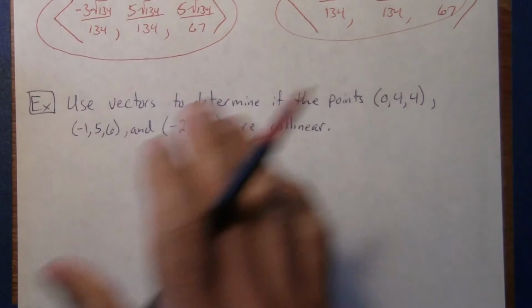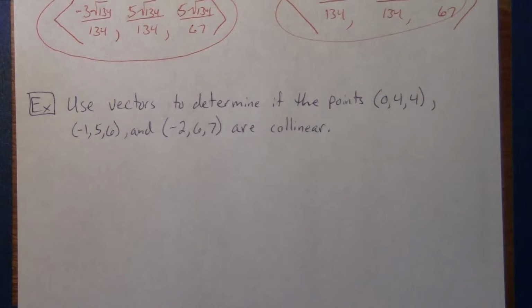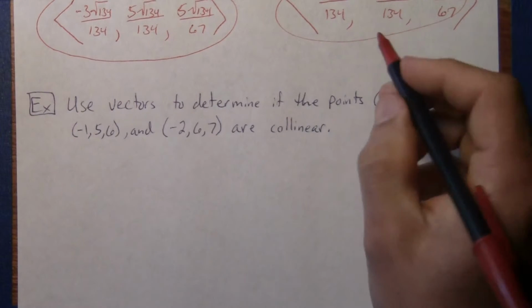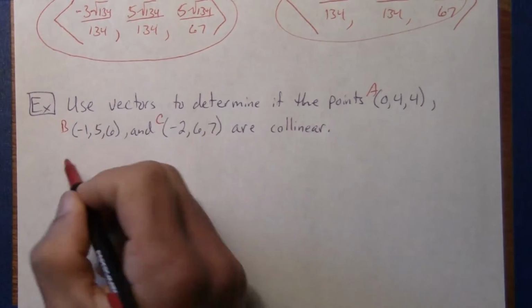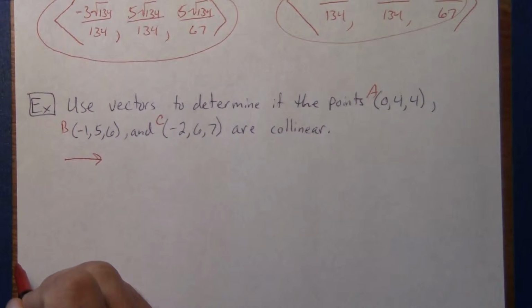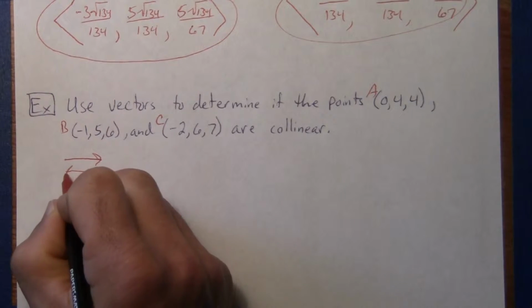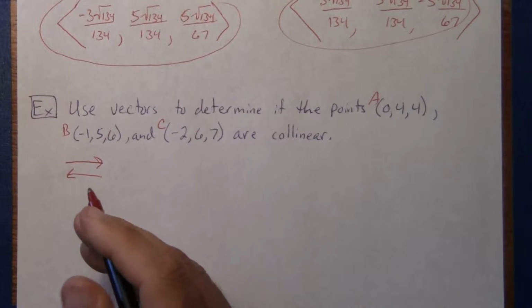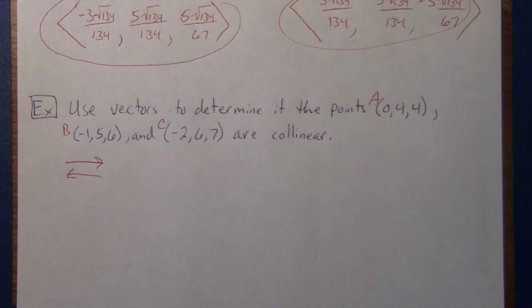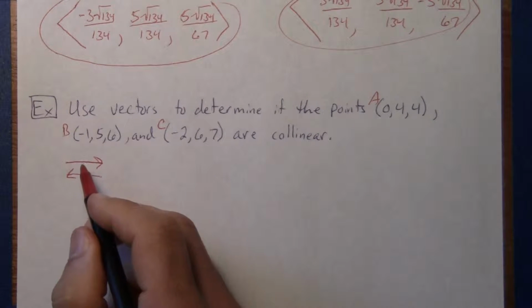Alright, next one says use vectors to determine if these 3 points are collinear. So what I need to do is I need to come up with a couple vectors. Now if I call this point A, point B, point C, it doesn't matter, let's say that that's vector AB, it doesn't matter which direction I go. The slope of it might be different, but in terms of the direction, it's not going to make a difference.